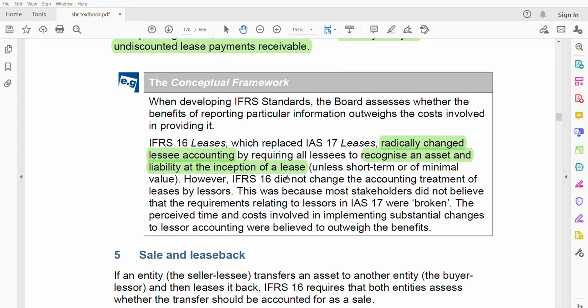However, IFRS 16 did not change the accounting treatment of lease by lessor. The lessor part didn't change. That remains same. This was because most stakeholders did not believe that requirements relating to lessor in IAS 17 were broken. They think it's still there. They are maintaining that for the requirements relating to lessor. They didn't break it yet, so they think that let it continue. Also, they think that cost will be more if they try to change that area also. Cost will be more than the benefit. So they didn't substantially change the lessor accounting. But lessee accounting, they did.